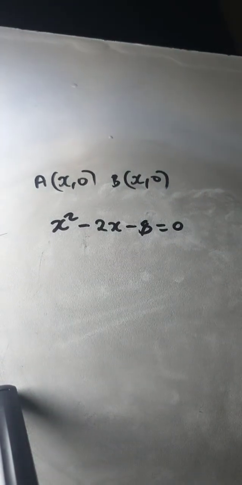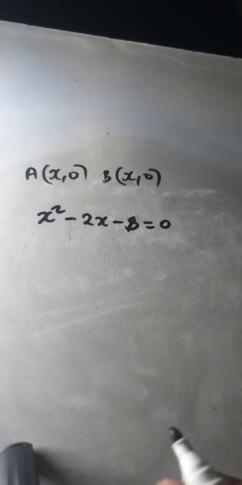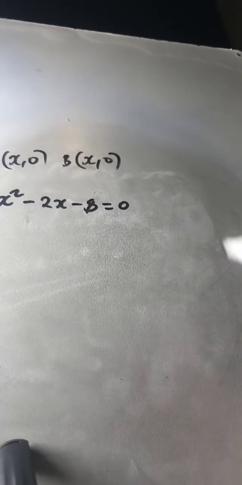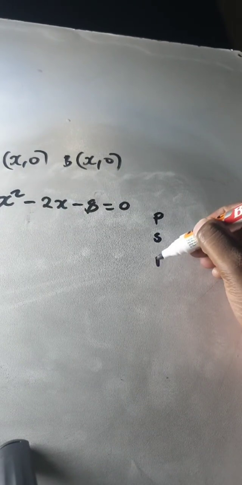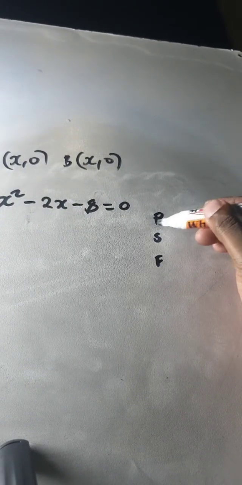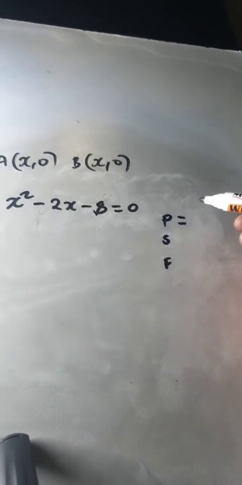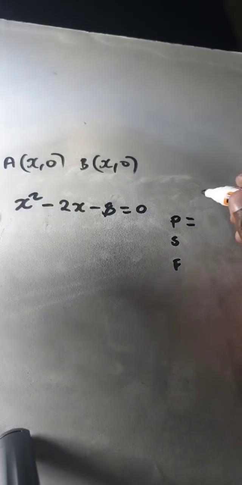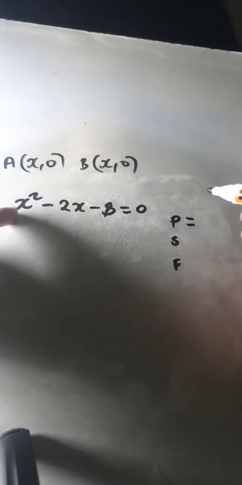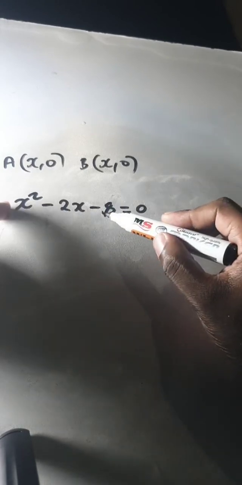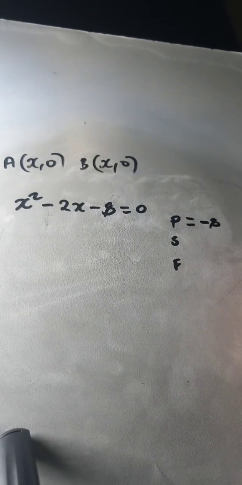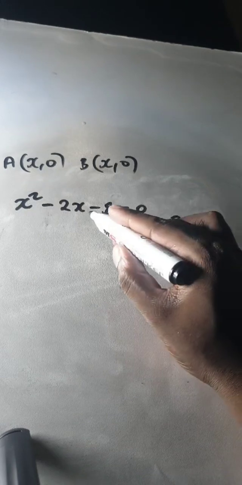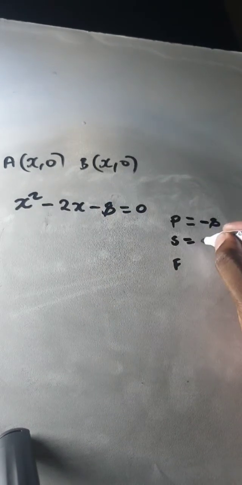Then after that, you can find the roots by using the quadratic formula or factorization method, or whichever method you're comfortable with. So I'll use the factorization method where I need to find the product, the sum, and the factors. So what will be my product? My product will be identified by simply multiplying the coefficient of x squared, which is 1, times negative 8. So 1 times negative 8 is negative 8. That's my product. My sum is just the coefficient of x, which is negative 2.